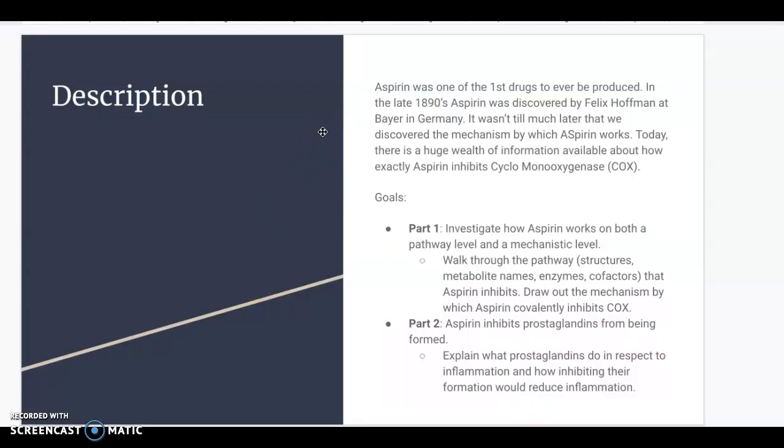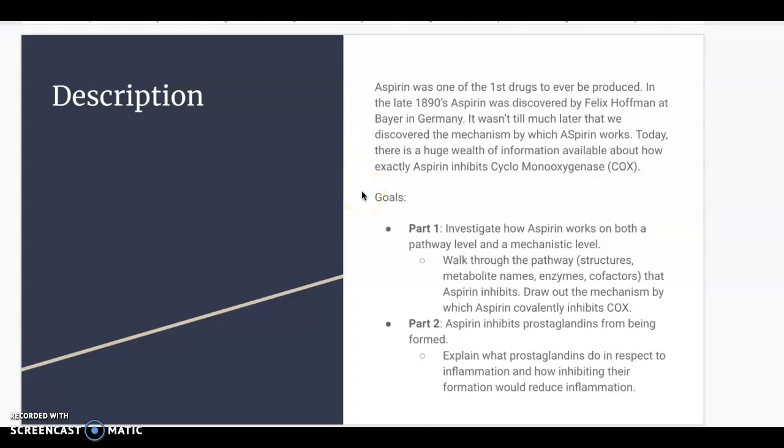Aspirin was one of the first drugs to ever be produced. In the late 1890s, aspirin was discovered by Felix Hoffmann at Bayer in Germany. It wasn't until much later that we discovered the mechanism by which aspirin works. Today, there is a huge wealth of information available about how exactly aspirin inhibits cyclooxygenase, or COX.